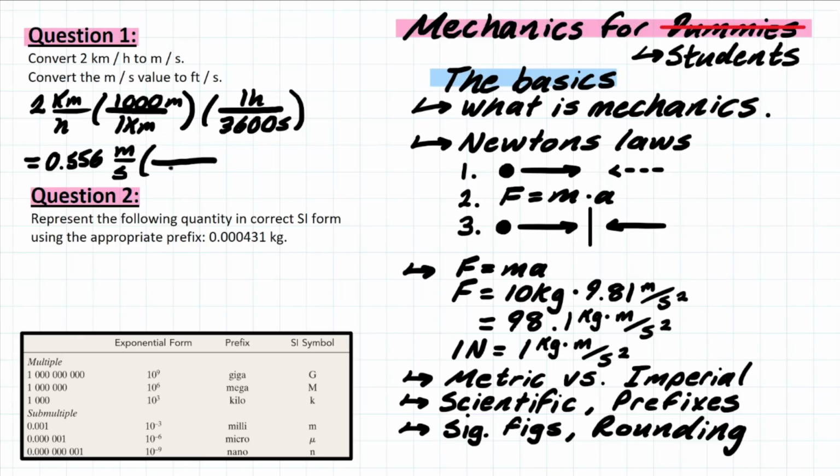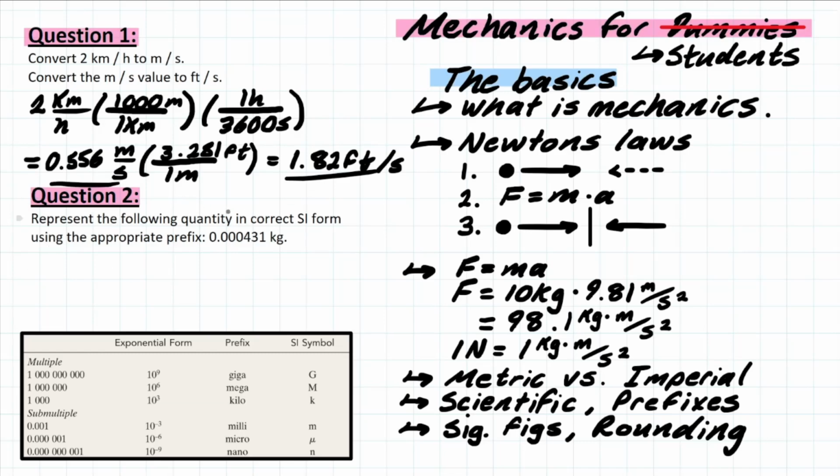And if we want this in feet, we have to cancel out the meter. So we bring meters to the bottom. For every 1 meter, we have 3.281 feet. Solving this, you're left with 1.82 feet per second. And the next question, that's your final answer, by the way, both of these.